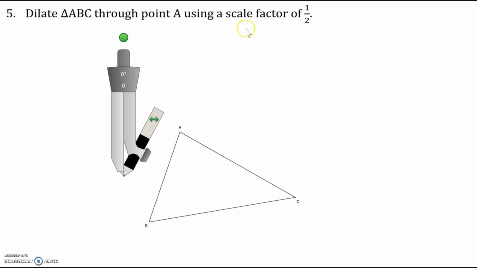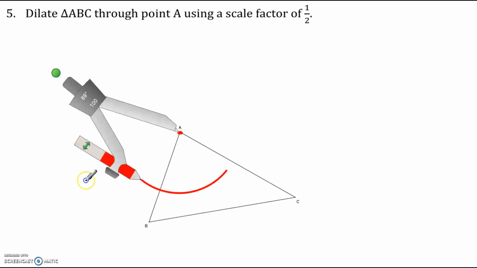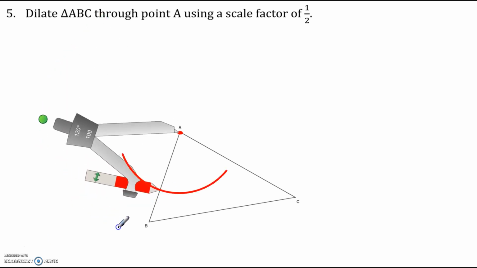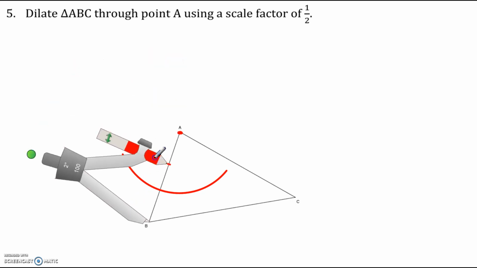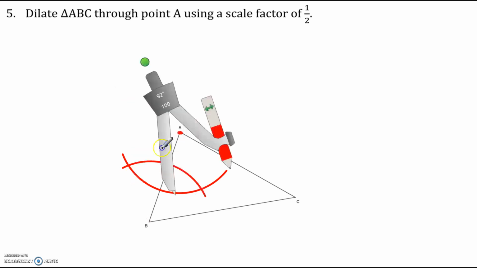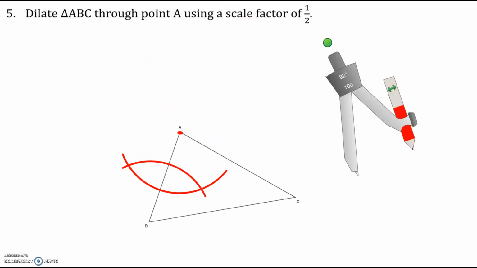On to number 5. We're going to do the same kind of thing. We're dilating from point A, so point A is going to remain fixed, and the scale factor will be 1/2. So again, we're going to create a perpendicular bisector. So we go more than halfway between A and B, and more than halfway again back the other way. And then this perpendicular bisector will intersect that line, and that will be point B prime, because remember, point A is remaining fixed.